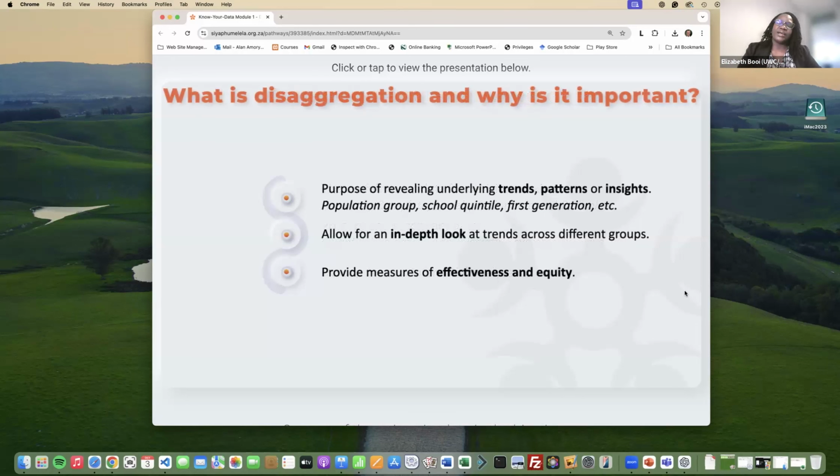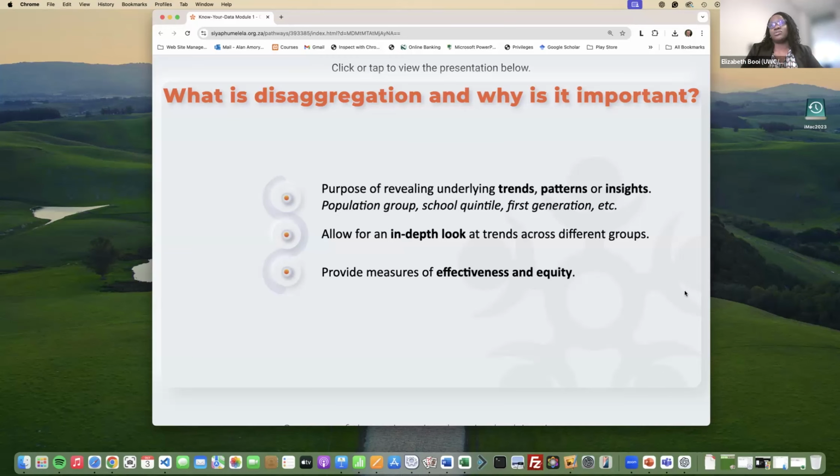Once we have collected the data and we summarize the information, we need to also think about how we identify gaps within those data. And one of those ways is by disaggregating the data. The purpose of disaggregating the data will be to reveal the underlying patterns or trends that are within your information. For example, if you disaggregate your data, you will be able to see whether the performance of males and females is different, and whether the gap between males and females performance is higher or less, or are they performing at the same rate? And you are able to put some measures in place to address those disparities as well.